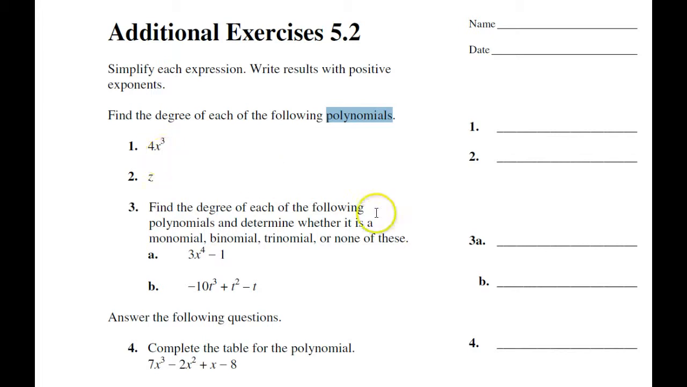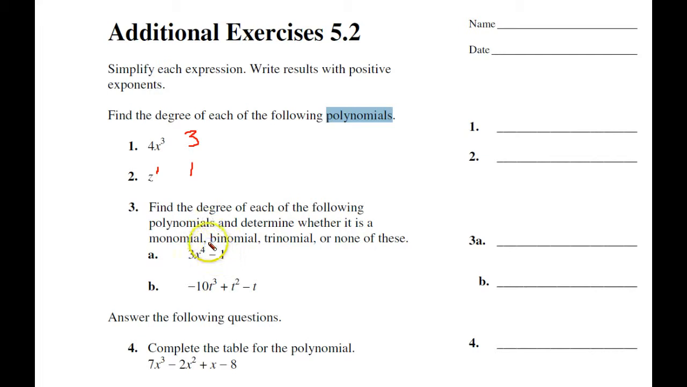So this one is sort of easy. There's only the 1 there, so this is 3. Now when there isn't a 1 written, it is assumed to be there, so that's to the first degree. All right, find the degree of each of the following polynomials and determine whether it is a monomial of 1 term, binomial of 2 terms, trinomial of 3 terms, or none of these.